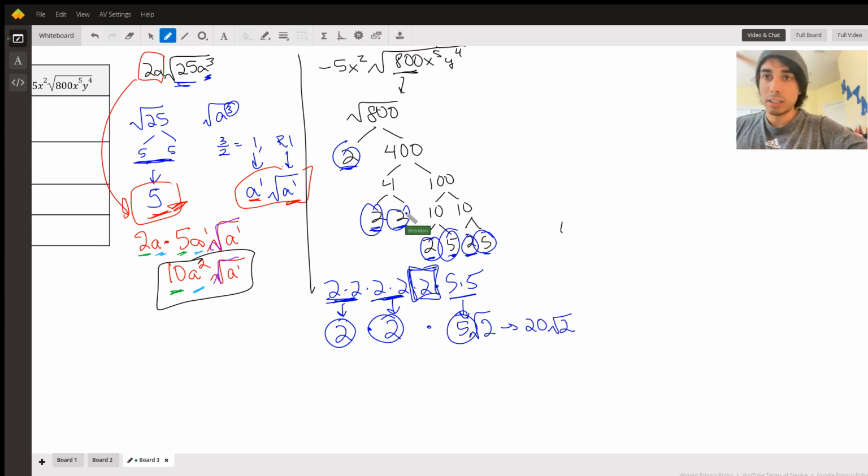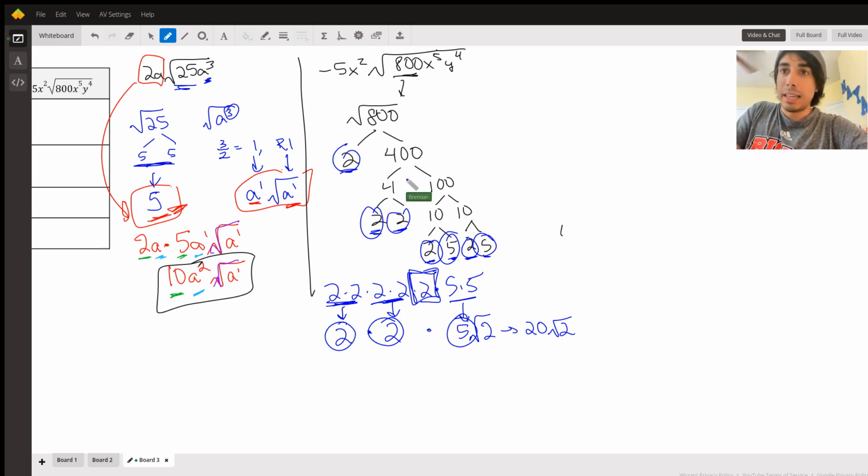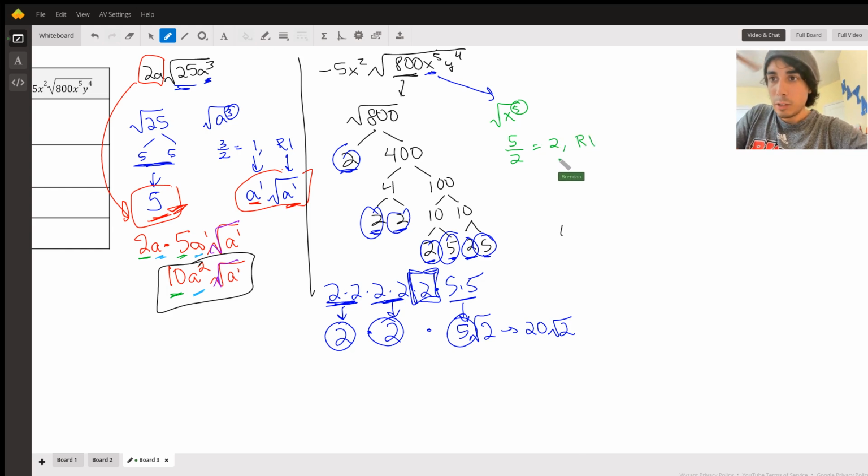All right, let's take a look at our letters. What letters do we got? We've got an x to the 5th. So we've got square root x to the 5th. We take that exponent and divide it by 2. 5 divided by 2 is 2, with 1 left over. So that 2 tells us that's the exponent of what comes out, x squared. That remainder of 1 tells us that 1 stays inside. All right, there we go.